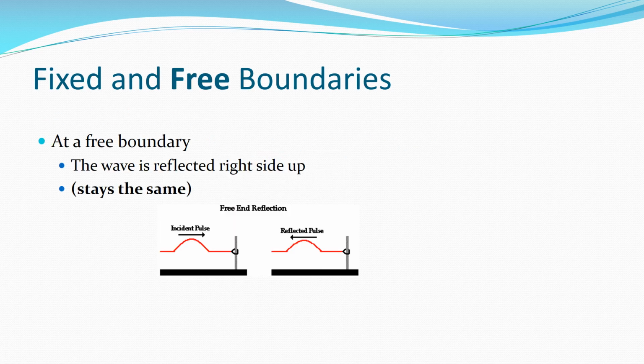A free boundary is when we haven't tied the rope securely to the pole. The rope can still move up and down on the pole. It's attached to the pole, but it can move up and down on the pole. And in that case, the wave will stay the same. It won't be flipped over.